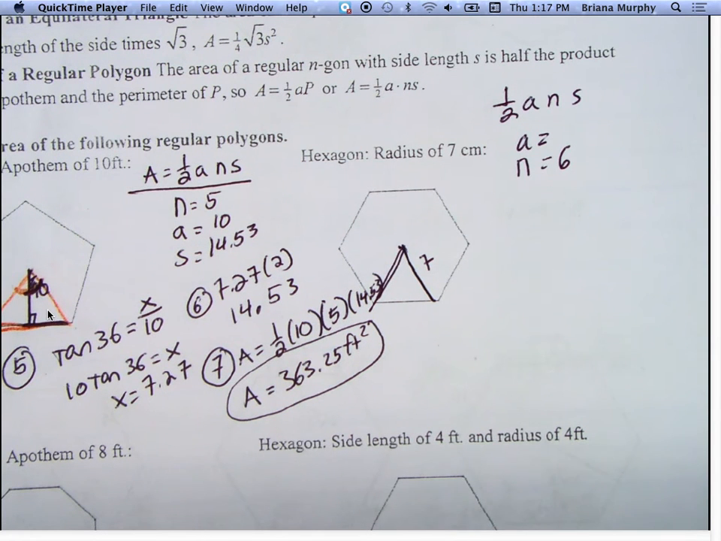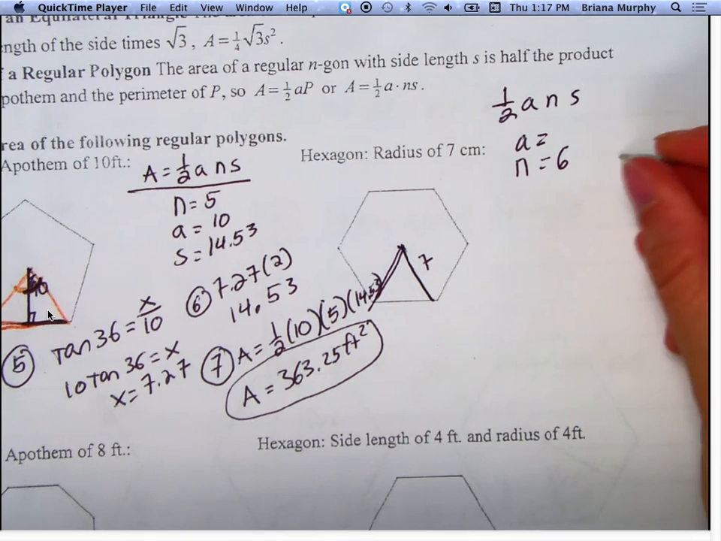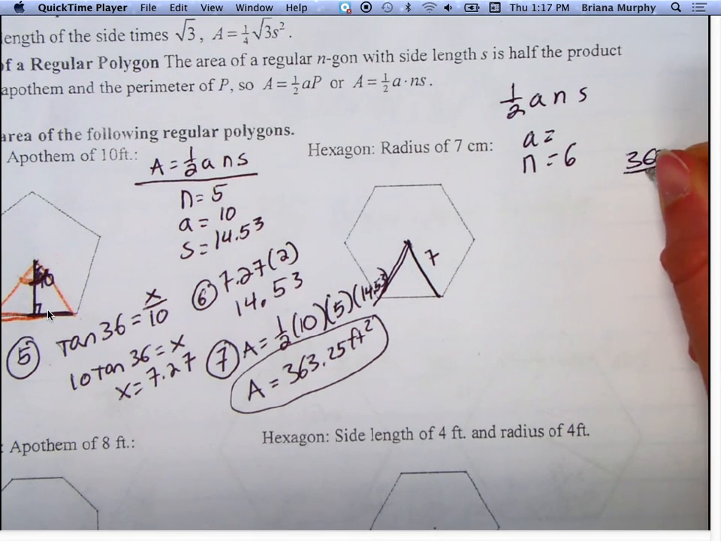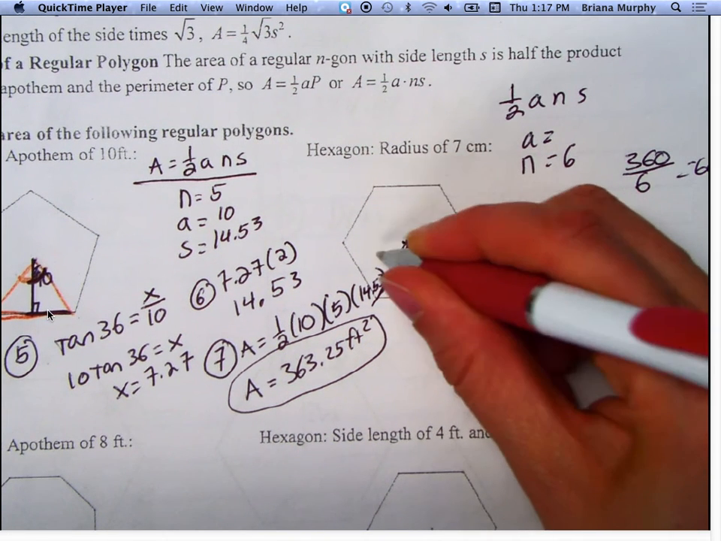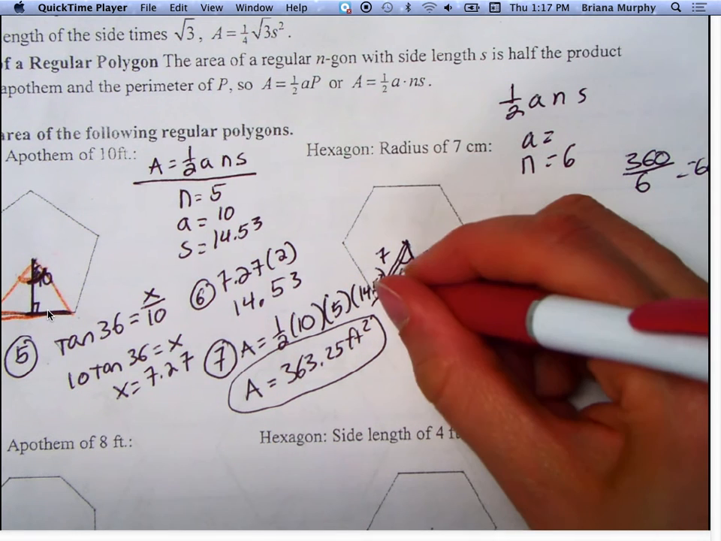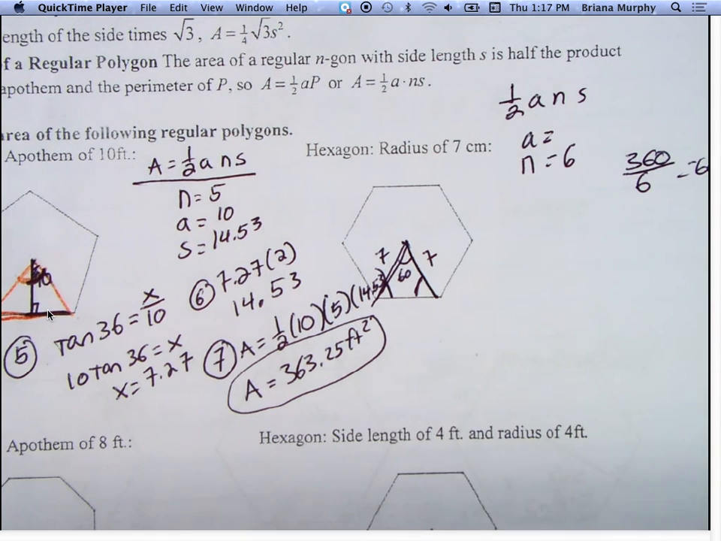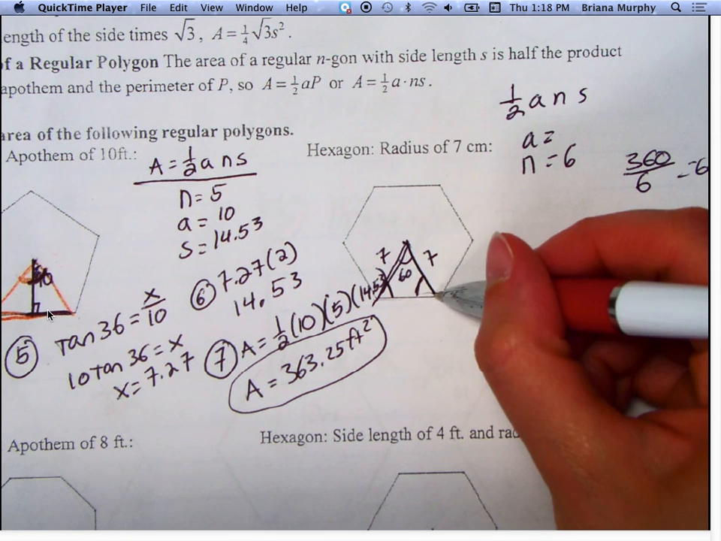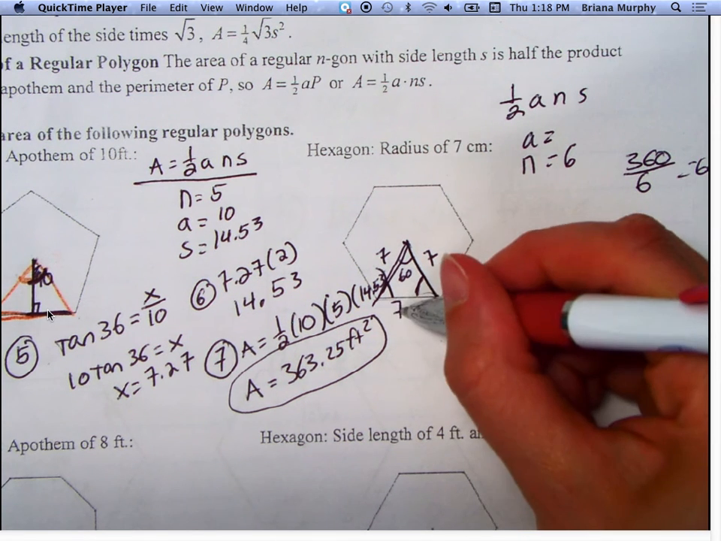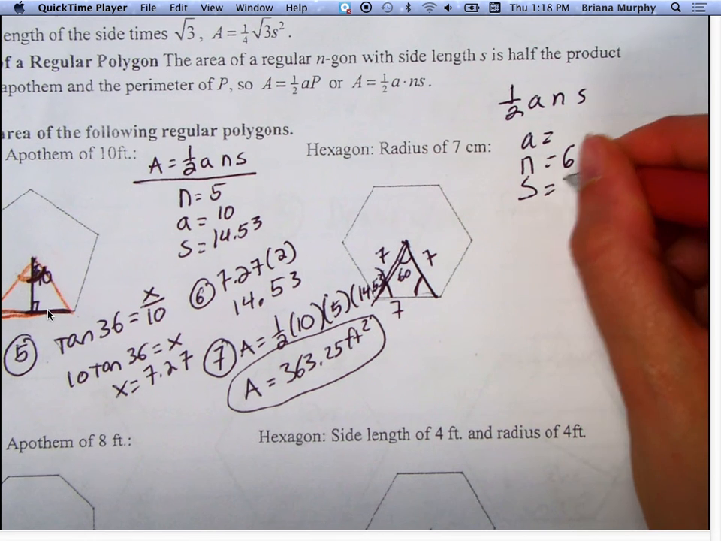So step number 1 would be to go 360 divided by 6, and we get 60 degrees. Oh, wait a second, guys. If this is 60 degrees, this is 7 and this is 7. Base angles say these two have to be the same. What kind of triangle is this going to be? If all the angles are the same, it's equiangular, and all equiangular triangles have to be equilateral. So that means all the sides have to be. If this side is 7, this side is 7, this side has to be 7. So we already know the side length is 7.